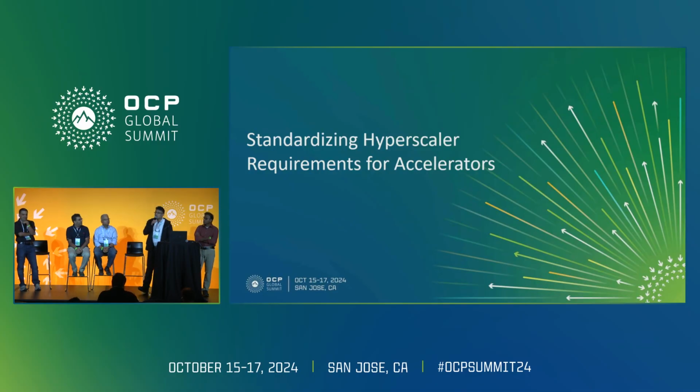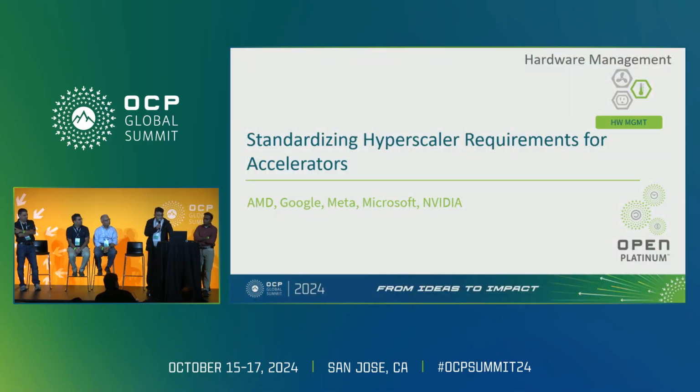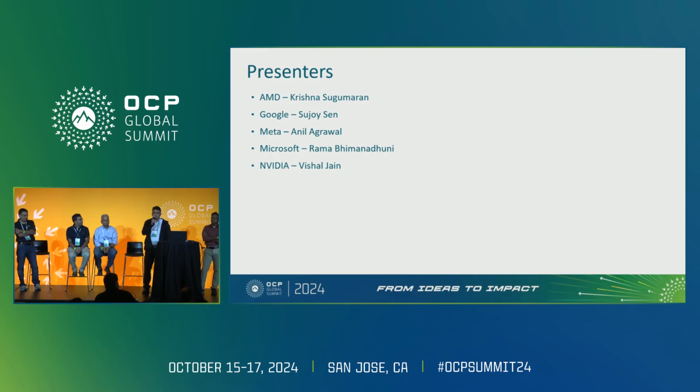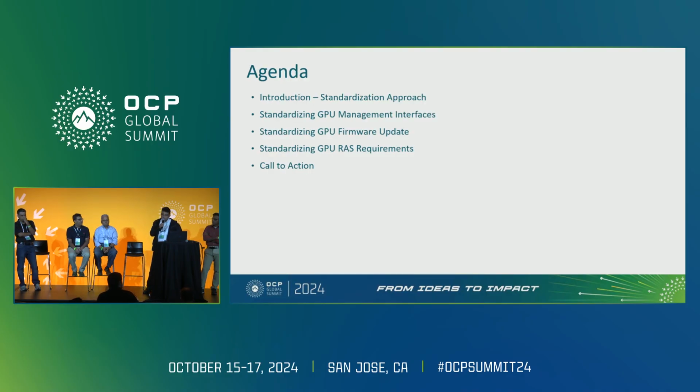So we're here to talk about our work on standardizing requirements for accelerators, especially in the context of hyperscalers and GPUs. My name is Sujoy Sen from Google, and I'm joined by my colleagues from AMD, Meta, Microsoft, and Nvidia, who will speak through the rest of the presentation and introduce themselves. And what we'll do is we'll walk through the why and what of this effort, and then go through the three specific areas that we've chosen to attack, as part of this effort.